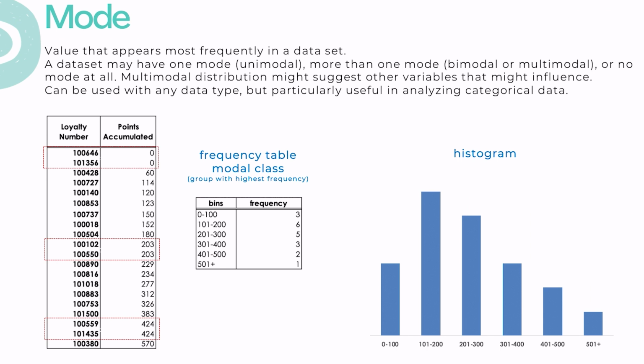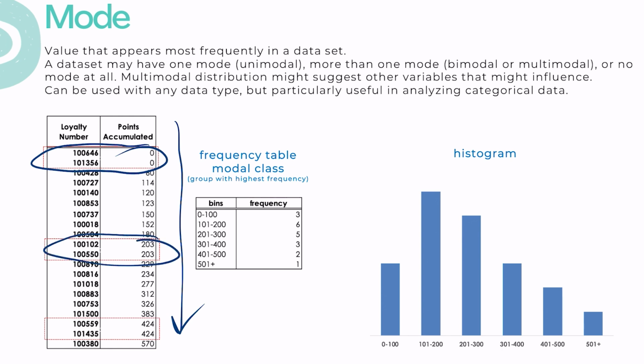This is actually not a very good example. I'll tell you later why, but still, let's have a look. I again have my values sorted, and now I'm trying to see which values, which numbers of points accumulated, I see most often here. So these two consumers have 0 and 0 points, these two 203, 203, and these two 424, 424. So I could say that I have 3 modes.